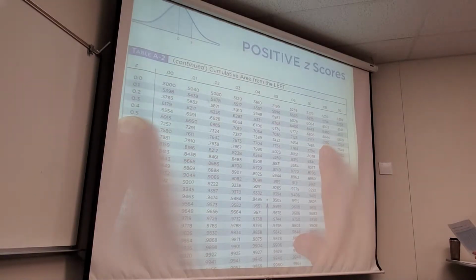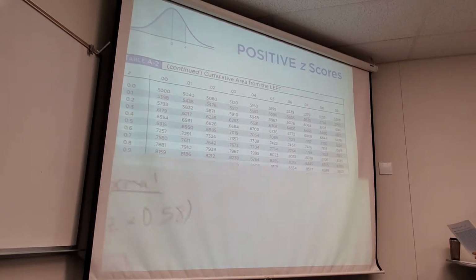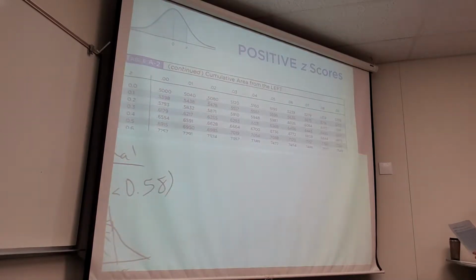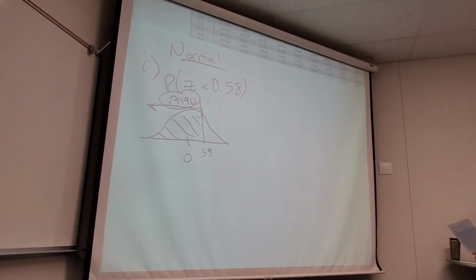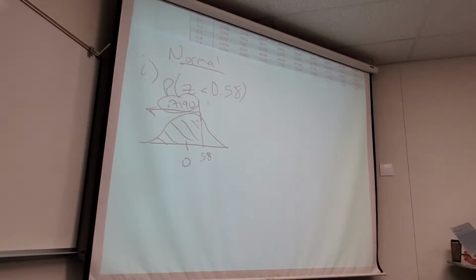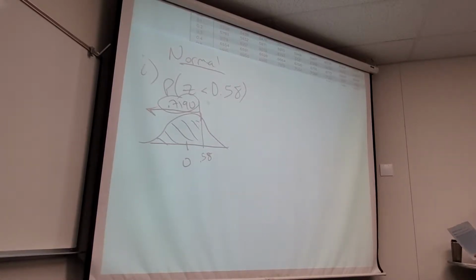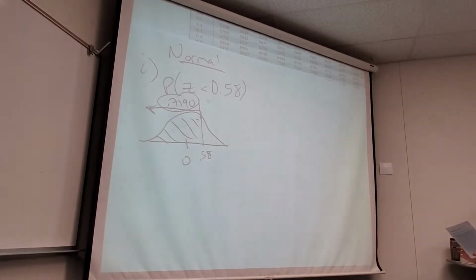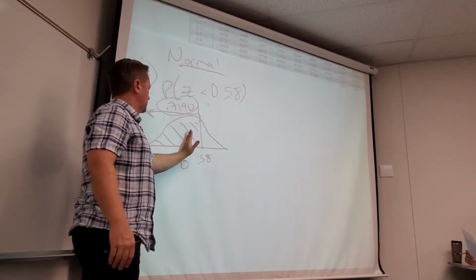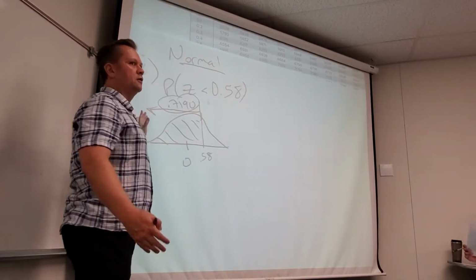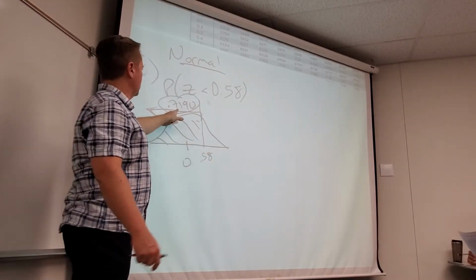Can somebody tell me why that answer makes sense? Not why it is exactly 0.7190, but looking at the picture, what about that makes sense? I knew the probability should be bigger than 0.5. What does the mean do? It cuts it in half, because a normal curve is symmetric about the mean. So if I'm talking about the mean, 50% is below it. If I'm talking about something below a number up here, it has to be more than 50%. So that answer makes sense.